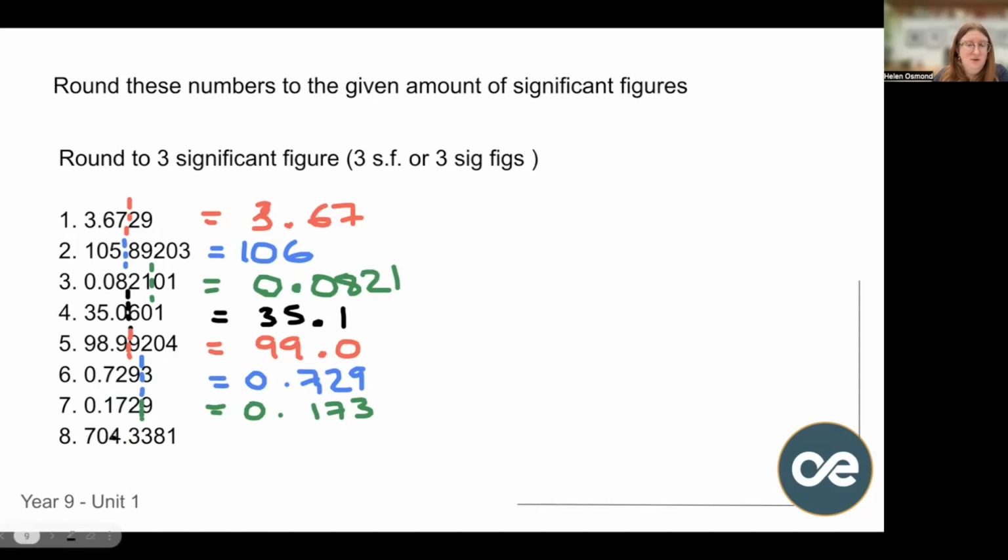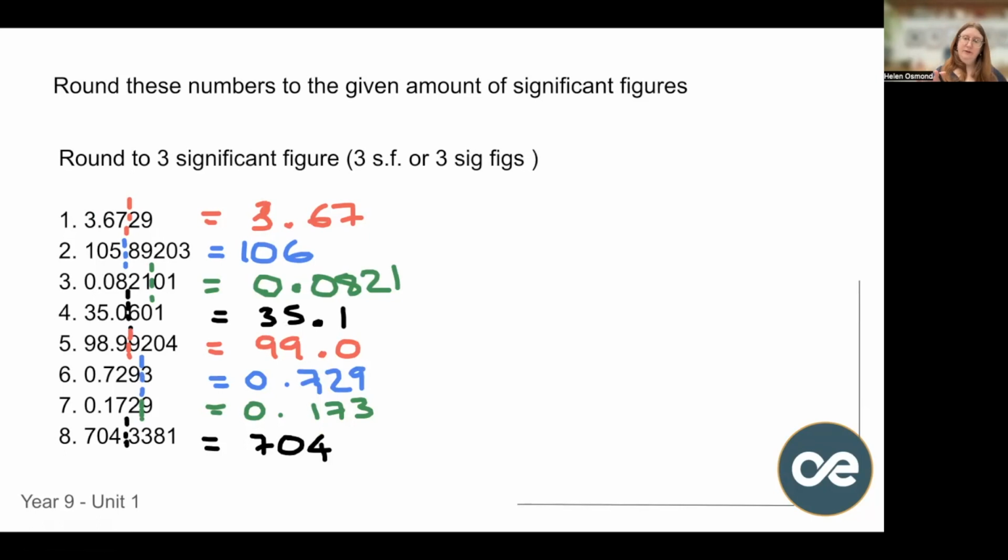And then finally, on the last one here, as we said before, this 0 counts. So 704, 1, 2, 3. In here goes the dividing line, the line to show us where we're going to round. The 3 to the right of it says we're going to round down. There's nothing afterwards that would indicate that we're going to round up. 3 is smaller than 5. So that's rounding to 3 significant figures.